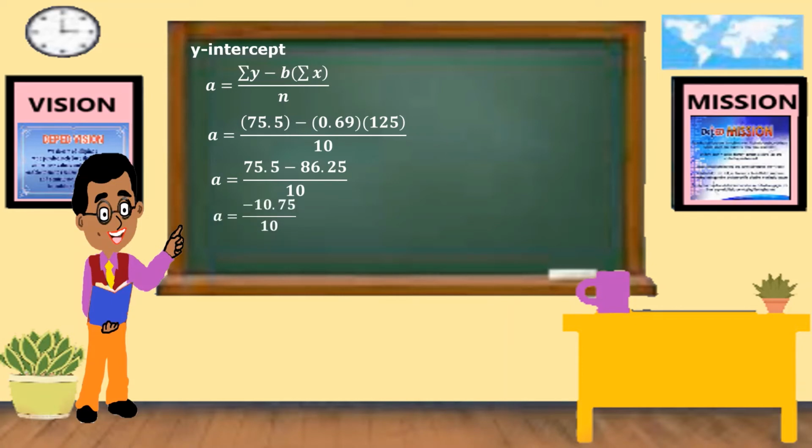Then negative 10.75 divided by 10, so our A, or our y-intercept, is negative 1.075.